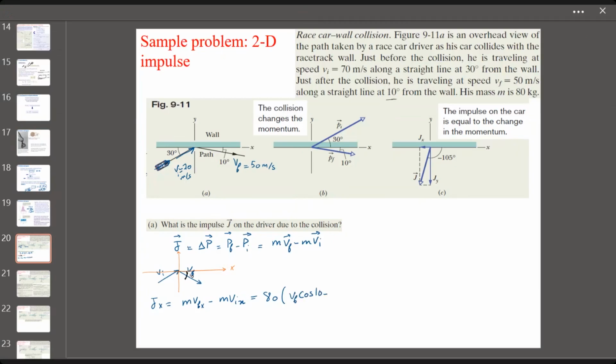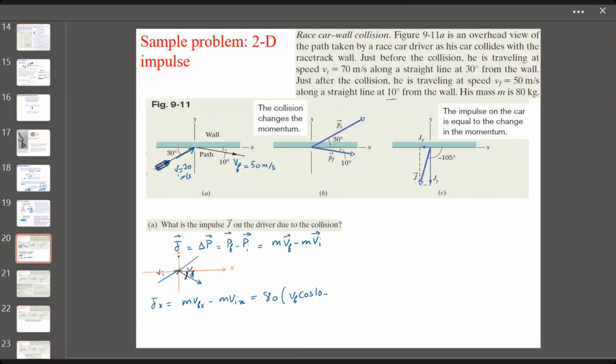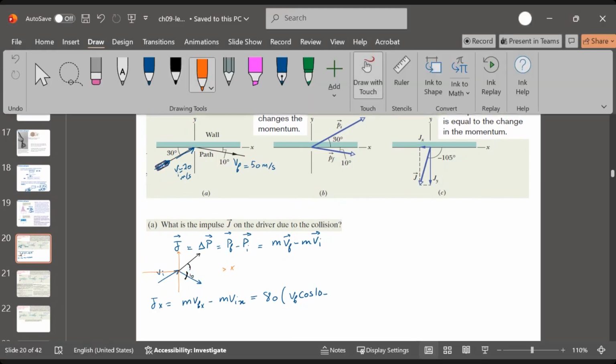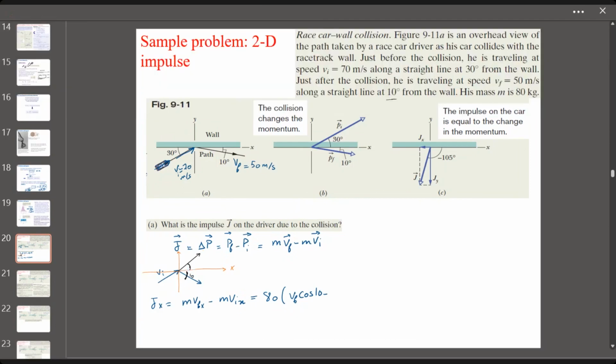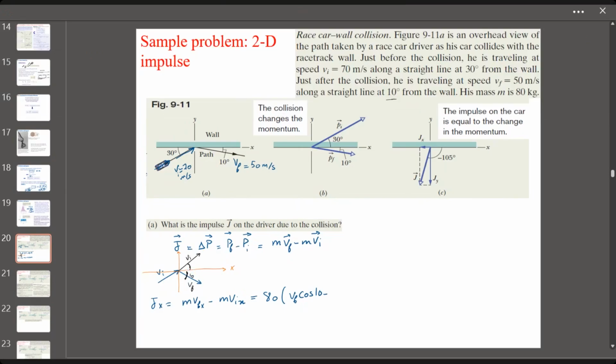For v initial, pay attention, my vector should start from the origin when I measure angles. So I'm going to move v initial with the same direction, same angle, so that it starts from the origin. So this is v initial. I moved it so that it starts from the origin.